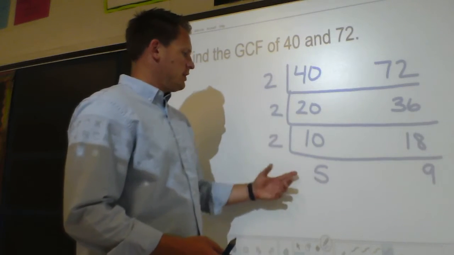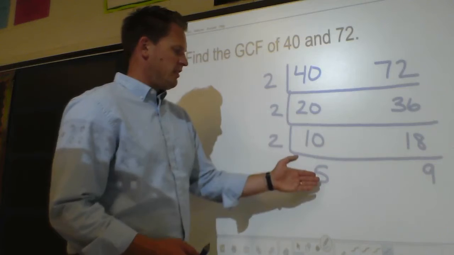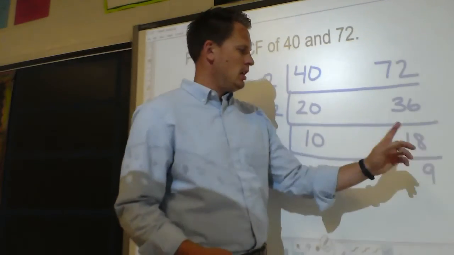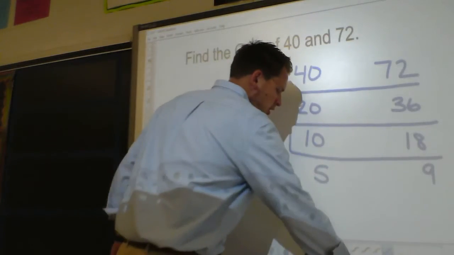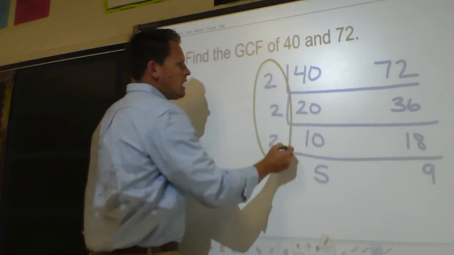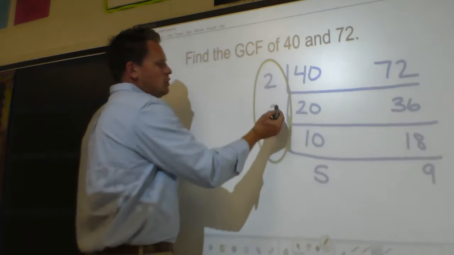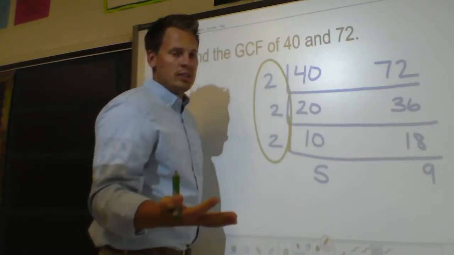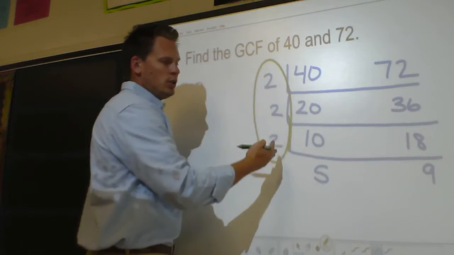Is 1 a prime number? No. Is 5 a prime number? Yes. But does 5 fit into 9? No. So I know that I'm done. Is the greatest common factor of 40 and 72 222? That doesn't even make sense. Right? Is it just 2?